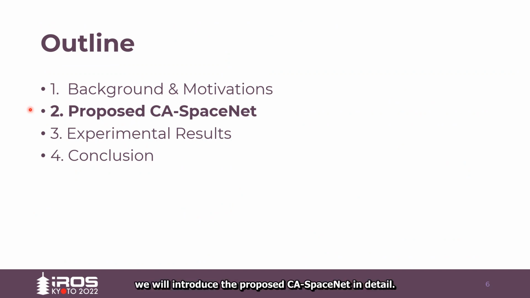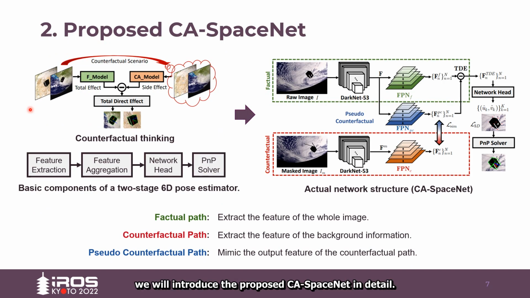Secondly, we will introduce the proposed CA-SpaceNet in detail. The question becomes, how do we translate the counterfactual thinking into the actual network structure? Our solution is to construct 3 different paths. The factual path extracts the feature of the whole image, which is colored in green. The counterfactual path extracts the feature of the background information, which is colored in red, and the procedural counterfactual path mimics the output feature of the counterfactual path, which is colored in blue.